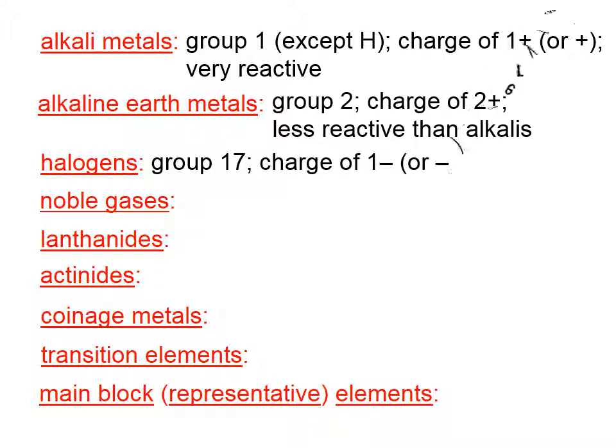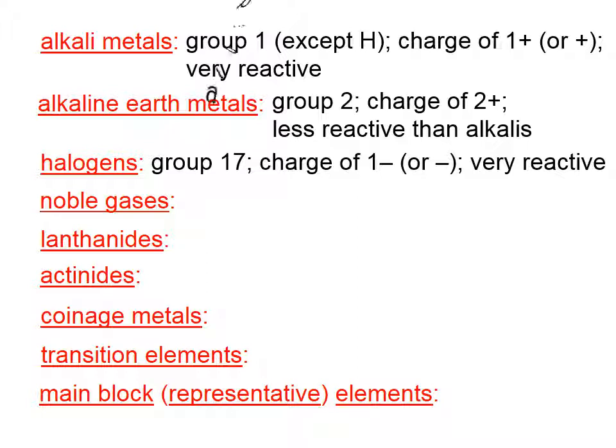If we move almost all the way to the other end of the periodic table, to group 17, we call these elements the halogens. They tend to gain one electron and thereby attain a charge of 1-, because it's fairly easy to gain just one electron. The halogens are very reactive.